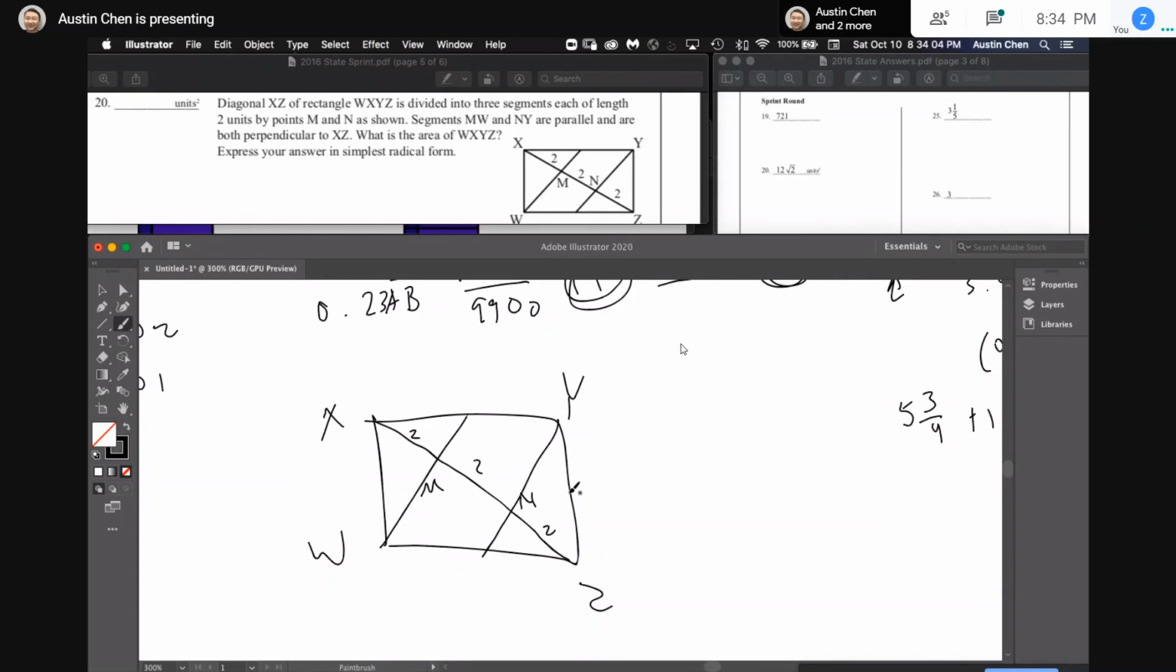So what can we do here? We also know that segments MW and NY are perpendicular to XC, right? So then we have like that.